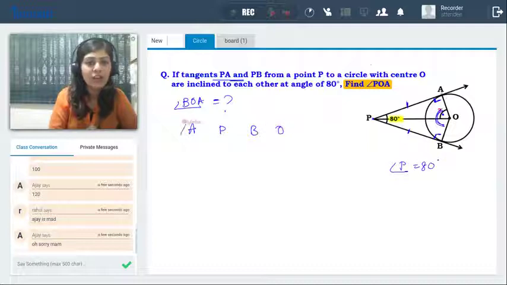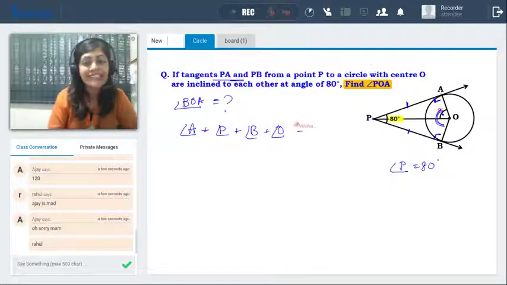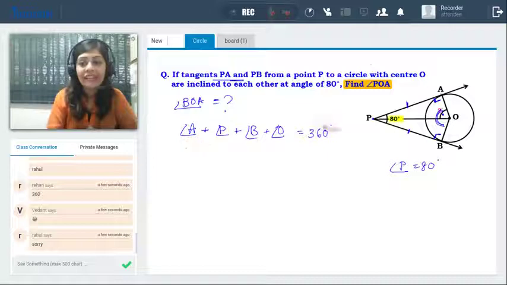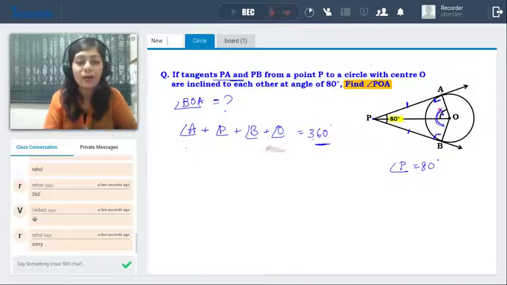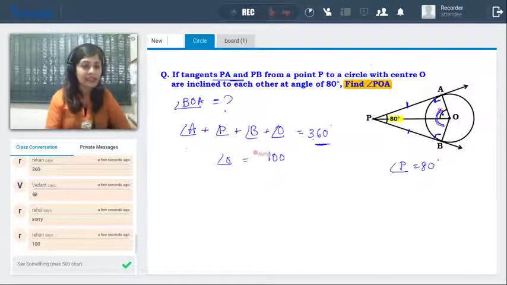APBO. What is it? It's a quadrilateral, right? What is the sum of the angles of a quadrilateral? It's 360. Yes, that's correct. So 80 plus 90 plus 90 plus angle O is 360. The remaining angle O is definitely going to be 100. Angle O is 100 degrees.